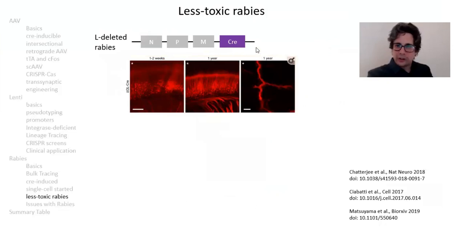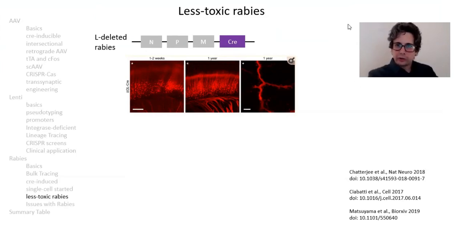One of them is an L-deleted virus, where you can see the G replaced with a Cre, and you have no L, meaning you don't get that amplification. You just get this virus entering cells and then expressing a little bit, which is why it has to be Cre, because you don't get amplification with the L protein really pumping up the translatable RNA.